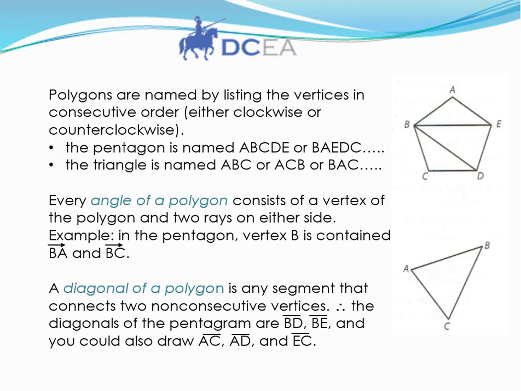Every angle of a polygon consists of a vertex of the polygon and two rays on either side. As an example, in the pentagon, vertex B is contained by ray BA and by ray BC.